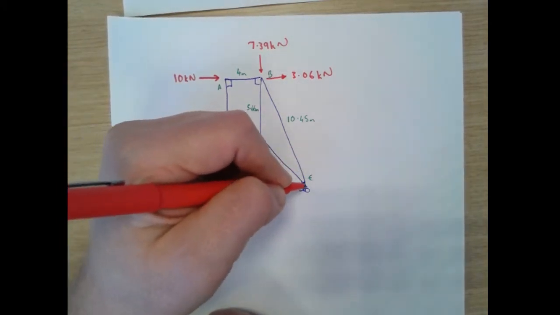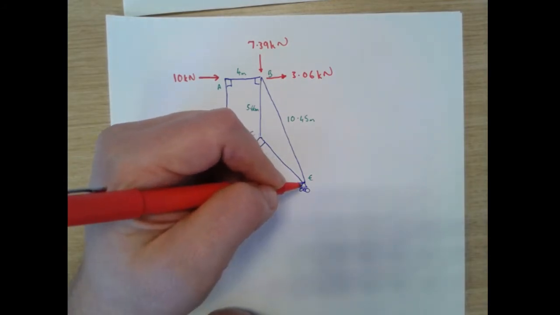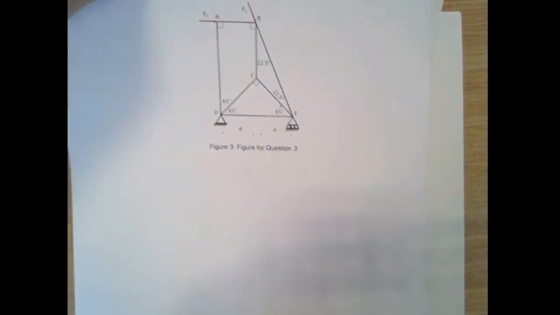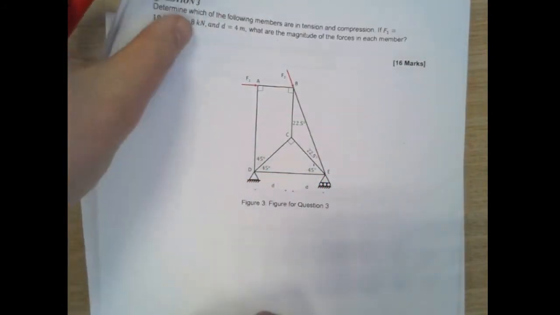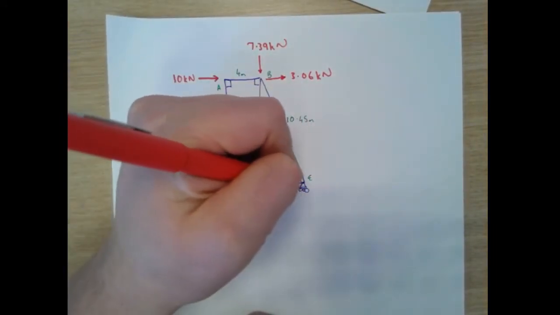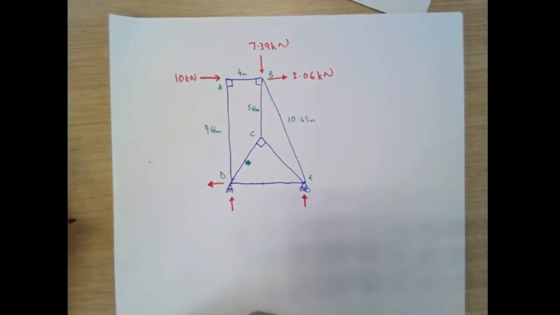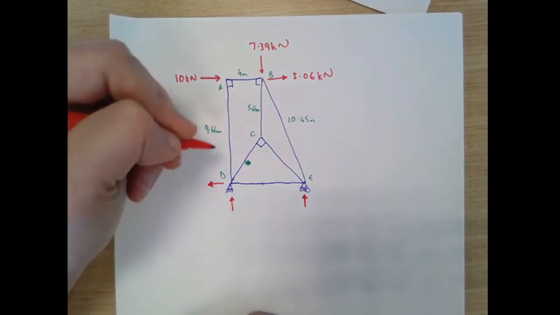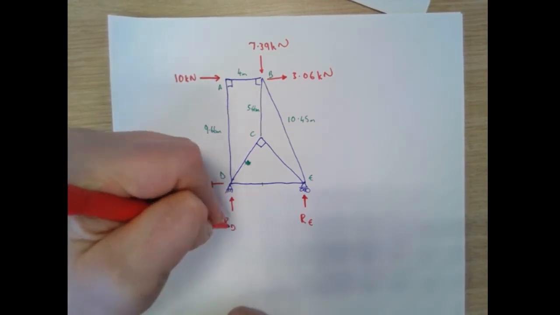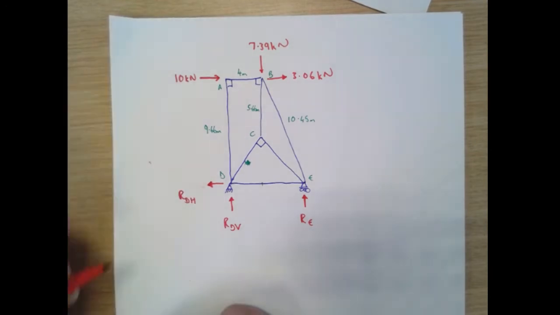This joint support at E is on rollers. And just to confirm, it's on rollers in the actual original question. These here are rollers, and I've just redrawn them. And that means it's free to slide sideways, so it can't support any force sideways. So there's just an upwards force there. And I'll call these RDV, vertical, and RDH, horizontal.